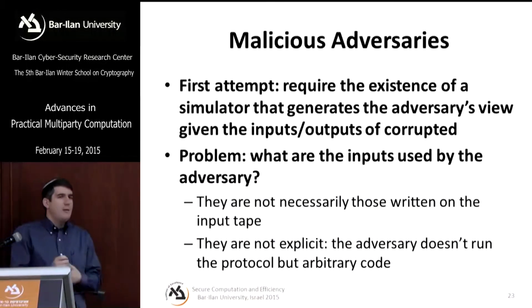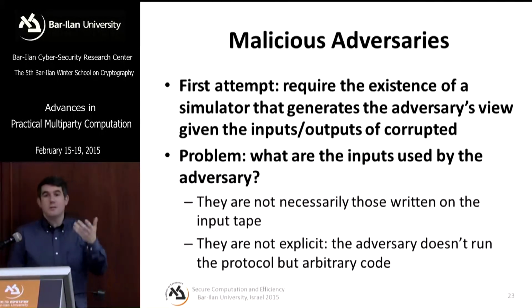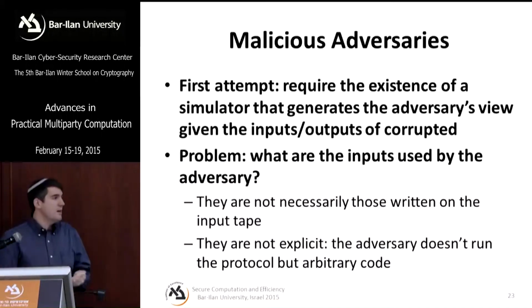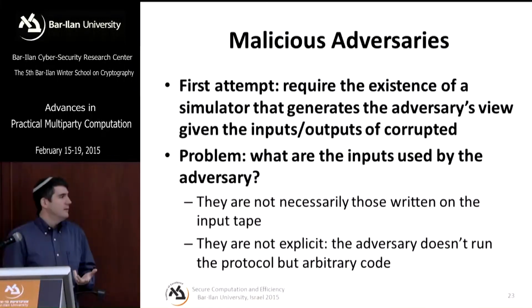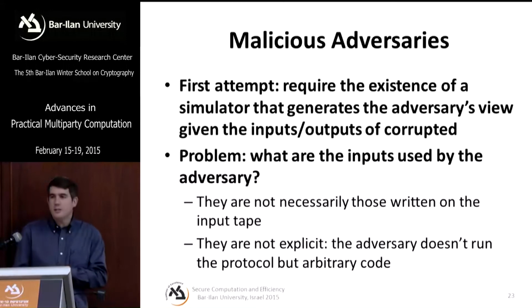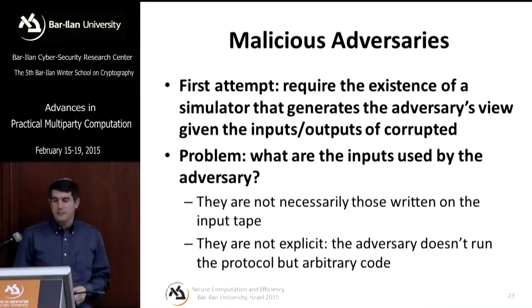So how is a simulator supposed to generate the view of the adversary based on input which is not even explicitly given? In particular, the adversary can use a different input, which is somehow hard-coded inside its code and maybe even obfuscated, and that's the basis for its computation, and the simulator isn't able to talk about, we can't refer to the inputs that are on the input tape. They're not explicit.